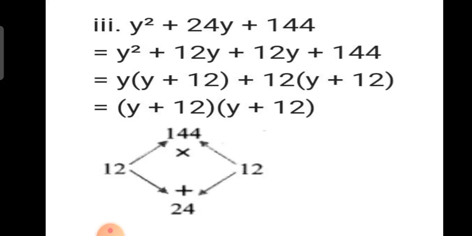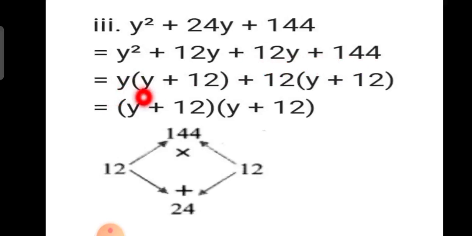Now third example, y square plus 24y plus 144. So here the factors of 144 are 12, 12 are 144 and 12 plus 12 is equal to 24. So y square plus 12y plus 12y plus 144.